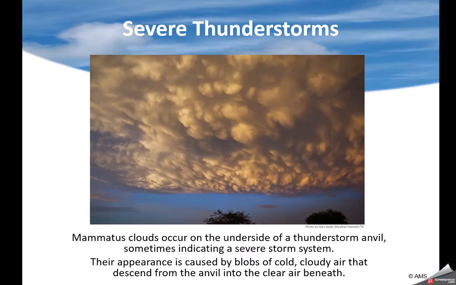Mammatus clouds are another example of what forms underneath a thunderstorm. Mammatus clouds very simply form because there's cold air aloft. That cold air begins to sink. It's become stable. Now, as it's sinking, the ice crystals in it are evaporating, and that causes the clouds to keep forming, condensing.